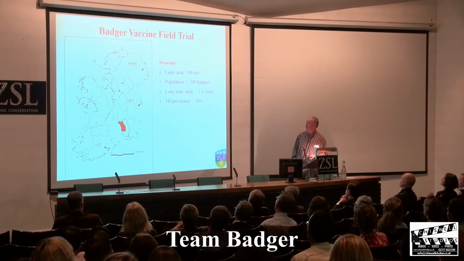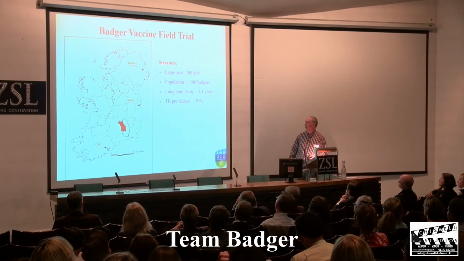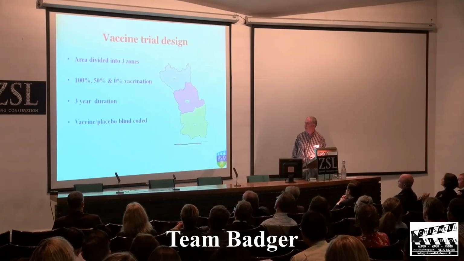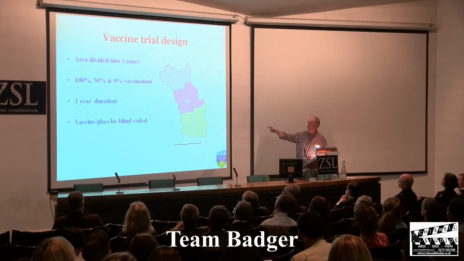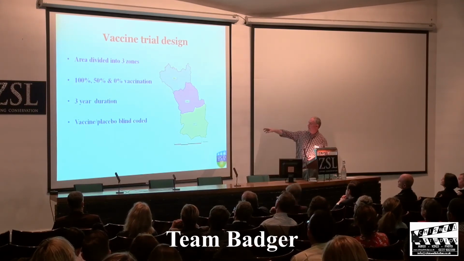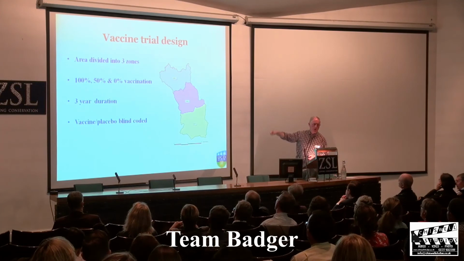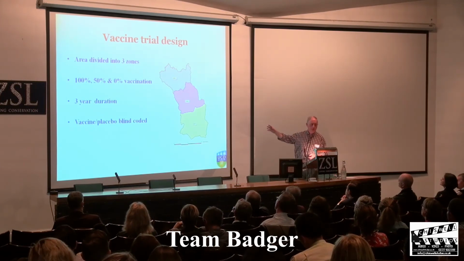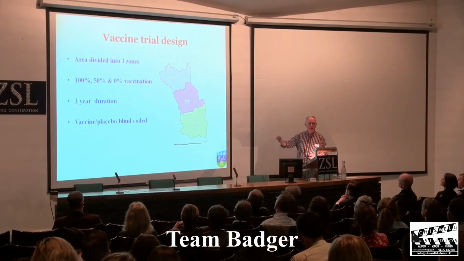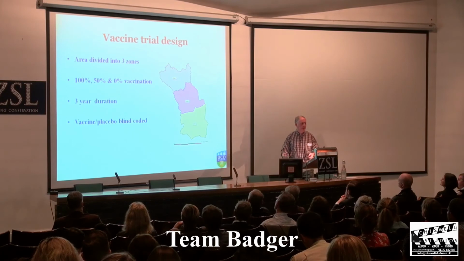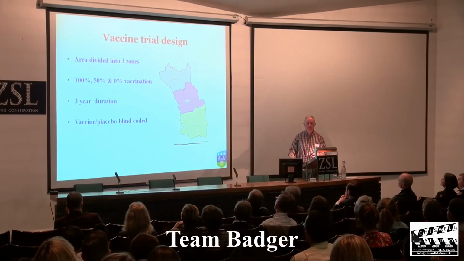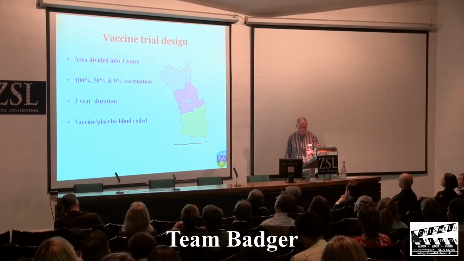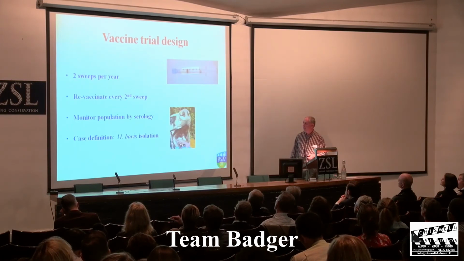It's a large area, 700 square kilometres. TB starting prevalence is about 30%, and I say it's been running for 3 years. We've divided into 3 zones. In the top zone, it's a blind study, so in the top or bottom zone, we have 100% vaccination. In the middle zone, we have 50%. That's the only one we're sure about. And in the third zone, we've got 0%. We've got the placebo. So this allows us to measure both efficacy of susceptibility and infectiousness in the badgers as a result of the vaccination.